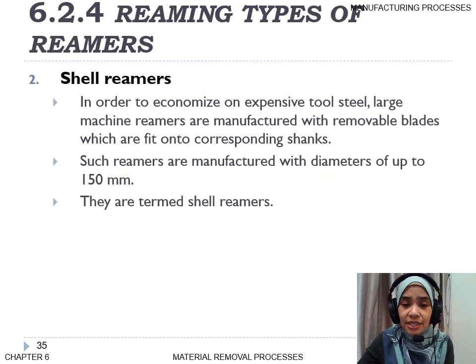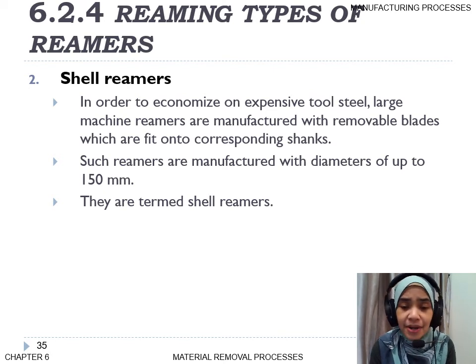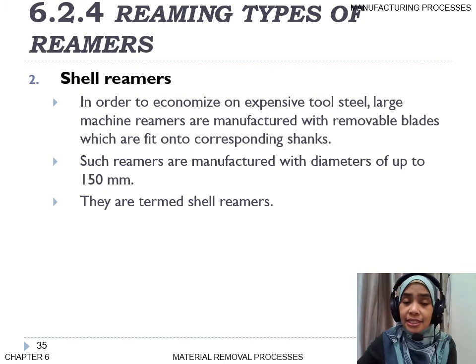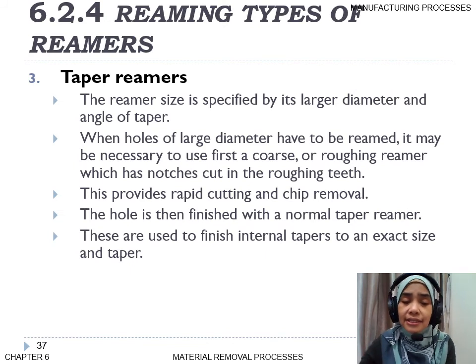Okay, I will not go further into this one, because it is too much information. Shell reamers are used to economize on expensive tool steel. Large machine reamers are manufactured with removable blades which fit onto a corresponding shank. Such reamers are manufactured with a diameter of up to 150 mm. So they are called shell reamers. Okay, these are the various reamer heads. The picture is not very clear, sorry.